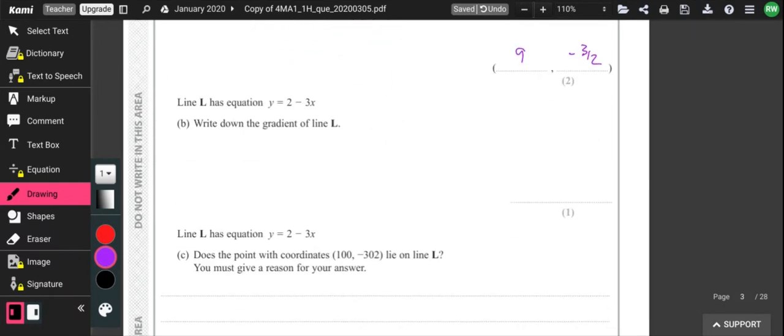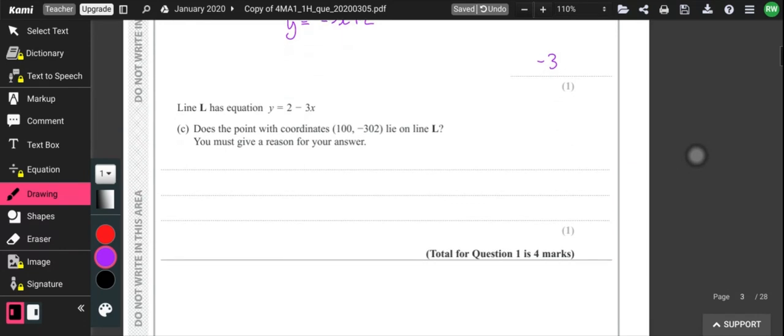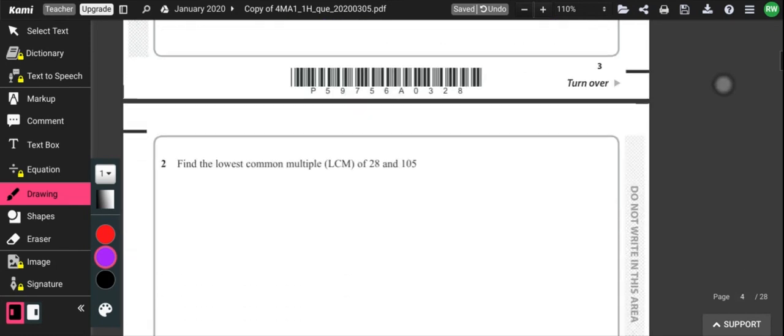We have an equation, y equals mx plus c. We should rearrange this to minus 3x plus 2. So there the gradient will be negative 3, as that's the number in front of the x. And we want to know if it goes through this point, 100, minus 302. If that's the case, then the y-coordinate, minus 302, will be equal to 2 minus 3 lots of the x-coordinate. So on the left-hand side, we have minus 302, and on the right-hand side, we have 2 minus 300, which does not equal negative 302. So is it on the line? No, it's not, because the coordinates don't match.